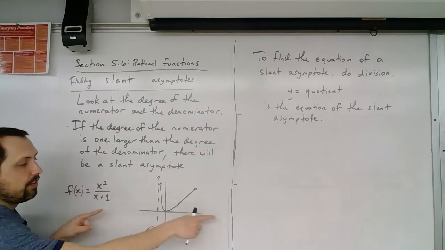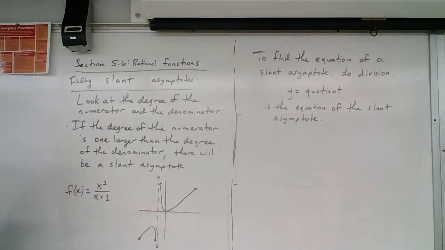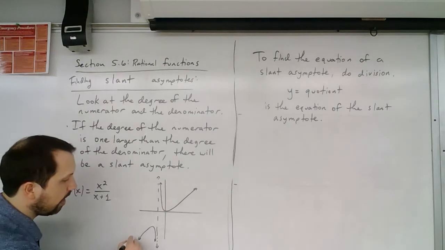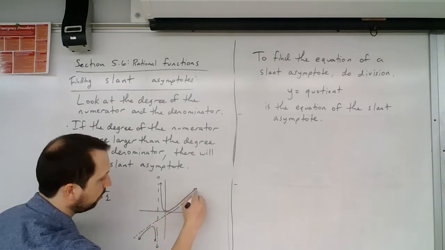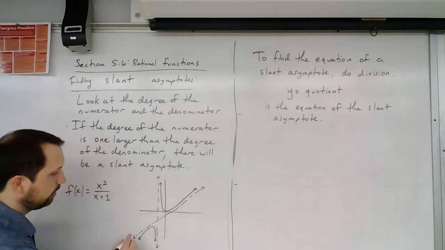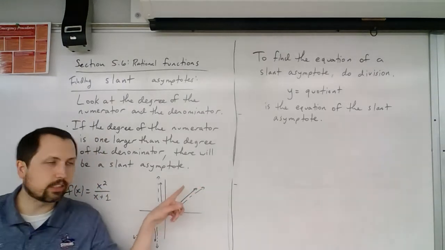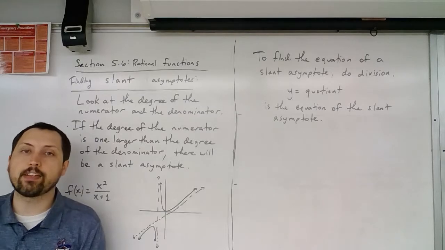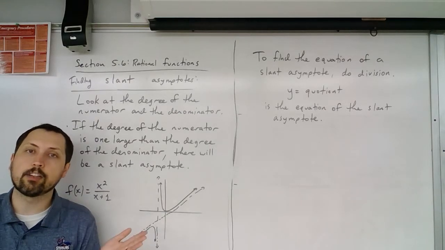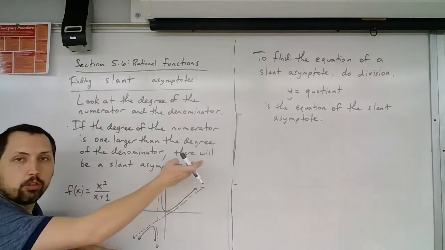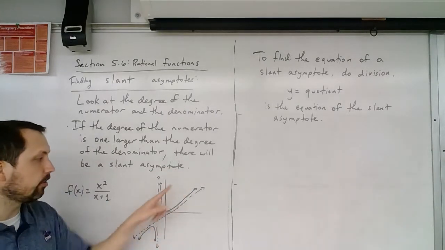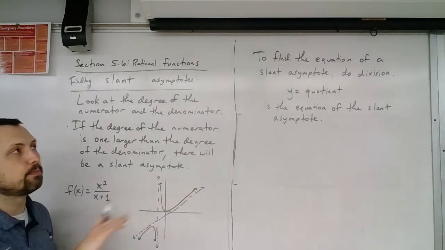So as we're going off to the sides, this seems to be getting closer and closer to some type of line. If we look at this line, it looks kind of like the following. Right? It looks like maybe this is getting closer and this is getting closer. If you graph this on your graphing calculator, you will see very clearly, if you zoom out a lot, that these do seem to be getting very close to a straight line as the graph goes off to the sides.